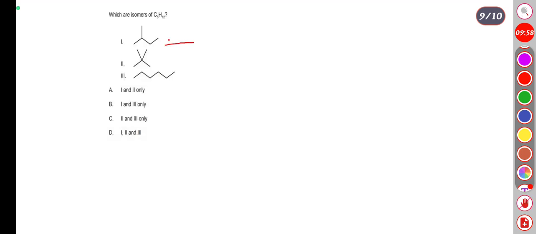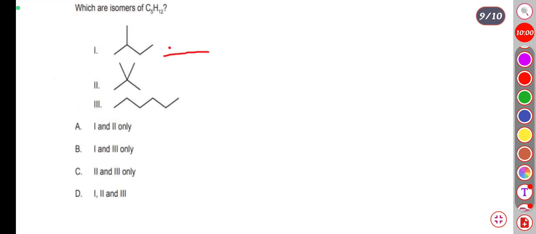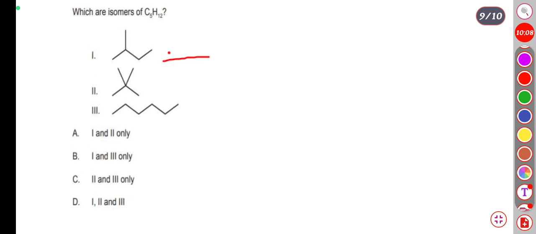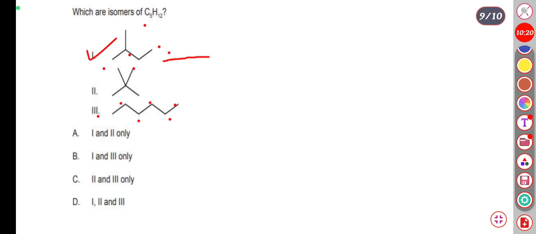Next question: which are isomers of C5H12? Just find out how many compounds have the same number of carbon atoms, which is 1, 2, 3, 4, 5. Option 1 has 5 and option 2 also has 5 carbon atoms, whereas option 3 has 1, 2, 3, 4, 5, 6 carbon atoms. So options 1 and 2, which is A, is the right option.